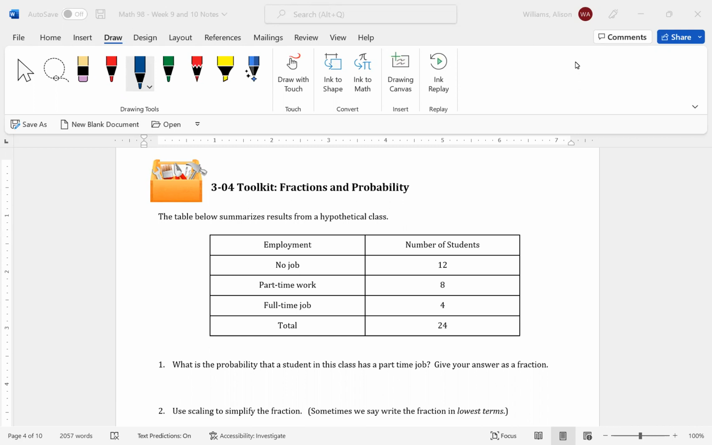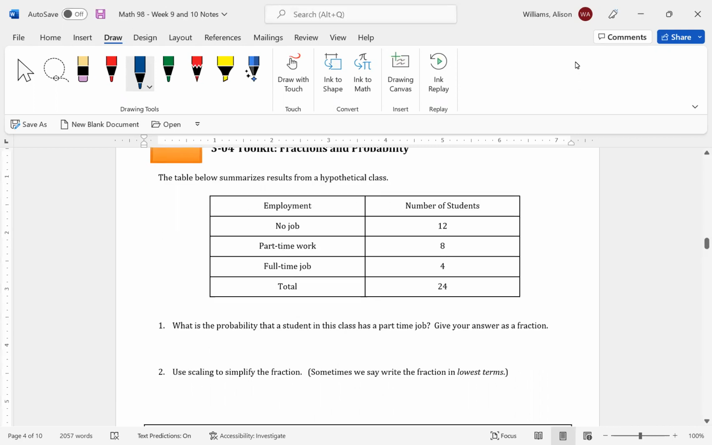And let's say we are asked, what is the probability that a student in this class has a part-time job, and give the answer as a fraction. So normally we would take the part-time number, which is 8 students, out of a total of 24. And we would divide those two in the calculator. But because they're asking for the answer as a fraction, that's our answer. We're done. Now, you might be wondering if we should simplify it, but that's actually part 2.